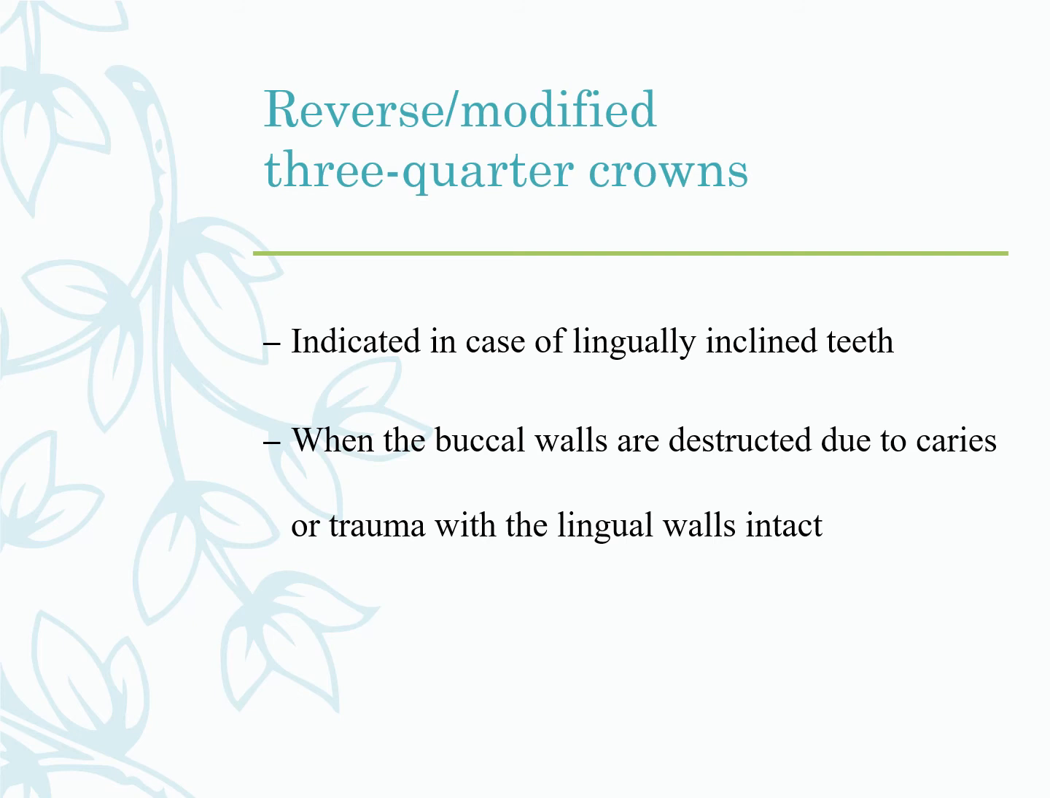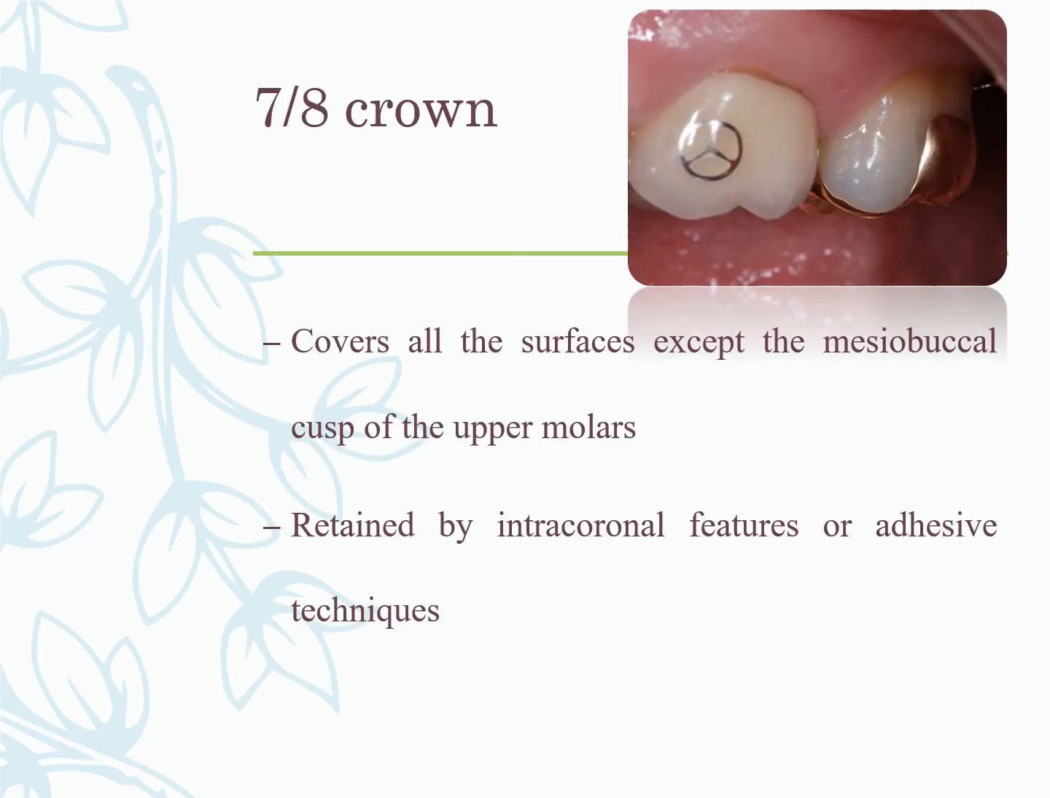So you leave the lingual side of the tooth unprepared or untouched, and only the buccal surface of the tooth, which is destroyed because of buccal pit caries, is prepared, and that is completely restored with the help of a crown. And if you look at the picture, you will be able to understand how a reverse quarter crown looks. And next, coming to your 7/8 crowns.